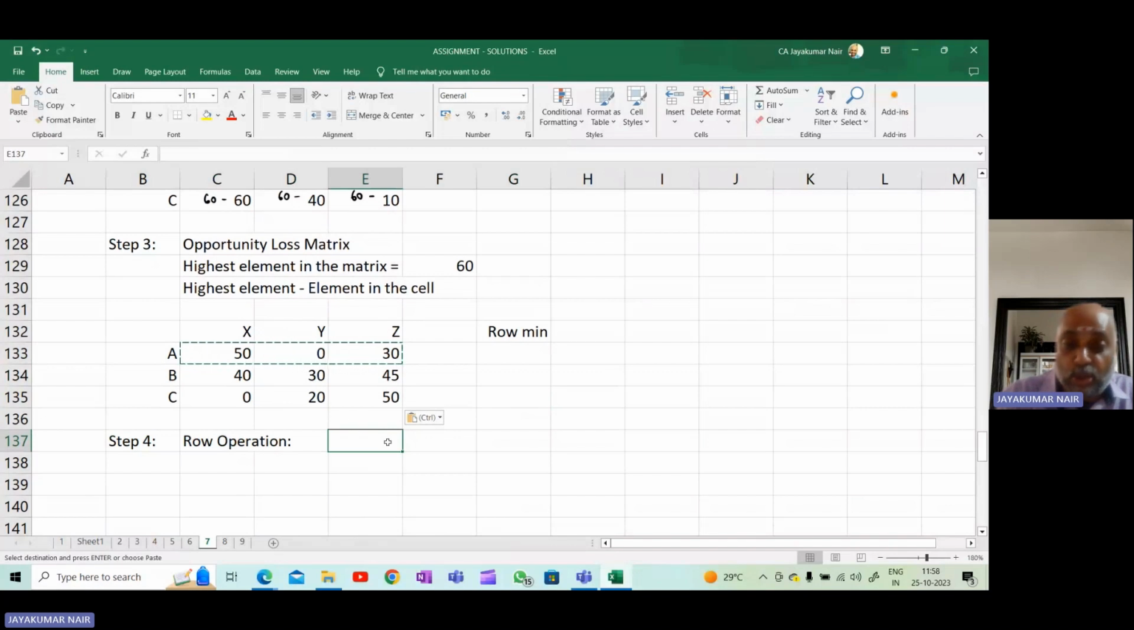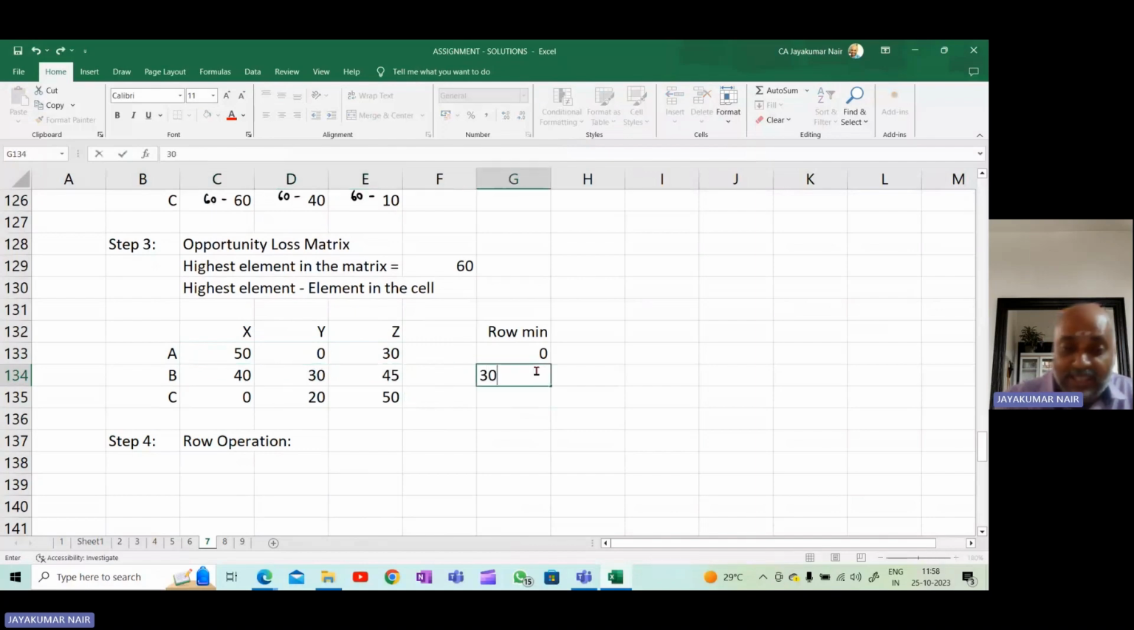So the first one is the row operation. To do the row operation, you have to see in each row which is the least value cell. In the first row, the least value is 0. In the second row, the least value is 30. In the third row, the least value is 0. Now how do you do the row operation? Row operation is the element in the matrix minus the row minimum.